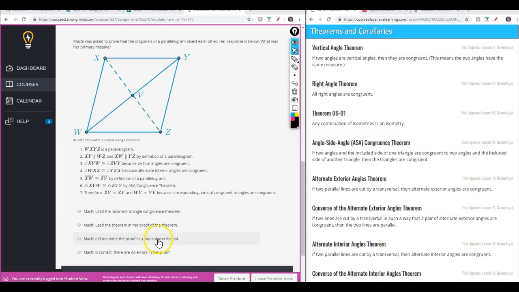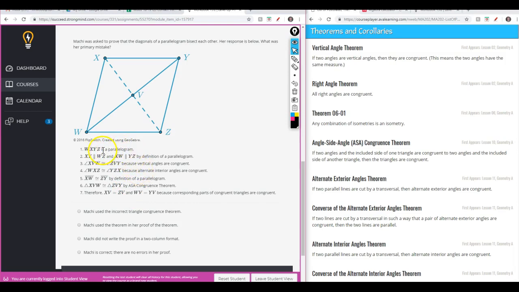Machi did not write the proof in a 2-column format. That doesn't matter. And Machi is correct. There are no errors. So, Machi used the theorem in her proof, incorrect triangle congruence theorem. So let's just see if they have that the parallelograms bisect each other before it states they bisect each other. So scan through that. That's what it means by using the theorem in her proof of the theorem, is that you state that the parallelograms bisect each other, and then you say because they bisect each other. So that's using the theorem to prove it.